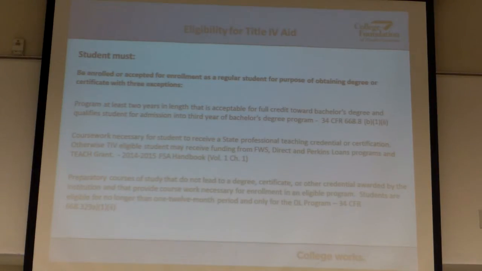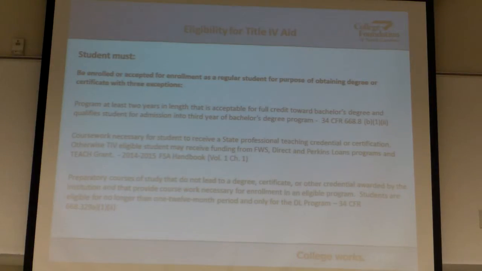So there's an example in the Federal Student Aid Handbook of a student who is a math major, a 4-year bachelor's degree seeking math major, and he's looking to enter a computer science master's program. And he takes these preparatory courses to get into that master's level in computer science. He's able to receive Title IV aid for those preparatory courses for the computer science degree, even though they're not part of his math major. So those would be an example of preparatory courses.